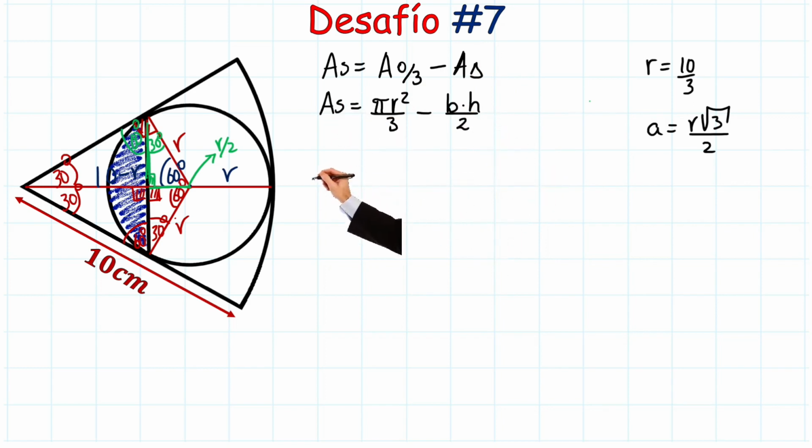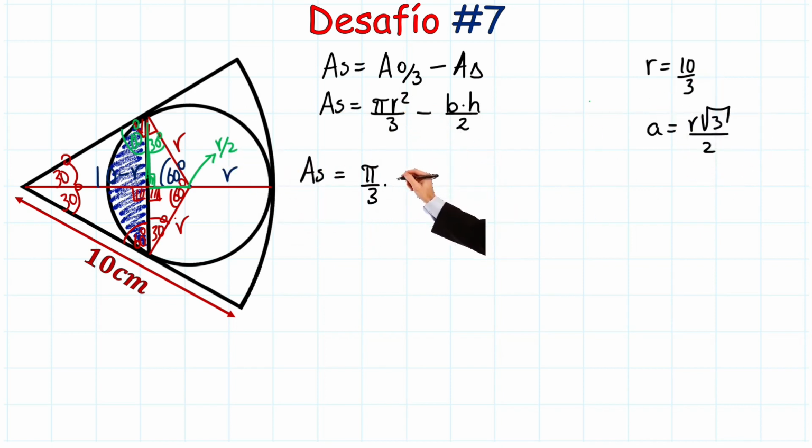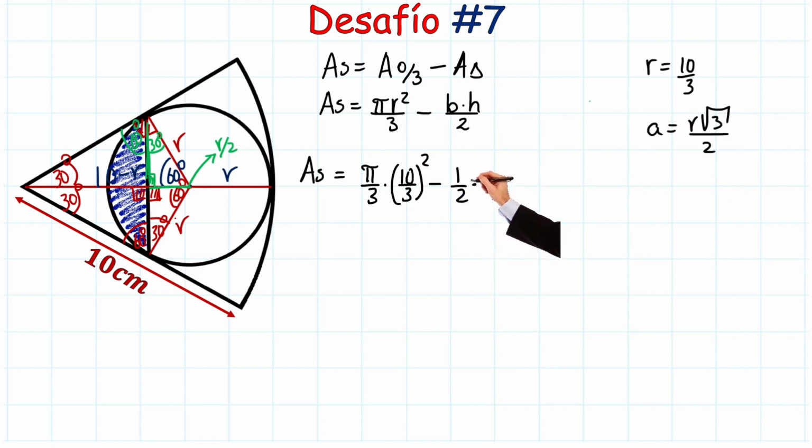Very well. Now we have that the shaded area will be equal to pi thirds, multiplied by the radius squared. And what is the radius? The radius we found is 10 thirds, so it remains 10 thirds squared. Less the base. What's the base of the triangle? It's this part right here, which is r divided by 2, so r over 2, multiplied by the height, which is r square root of 3, all of this over 2. But here is a little issue.